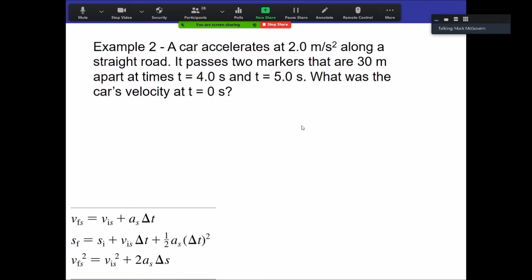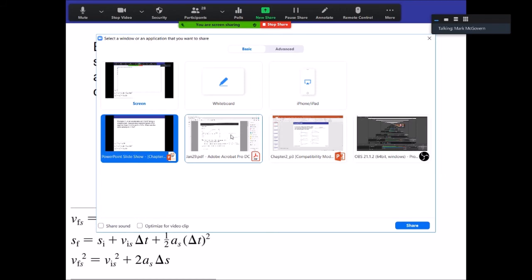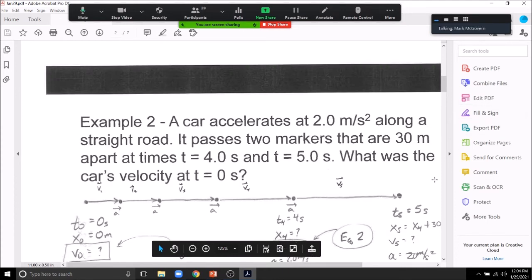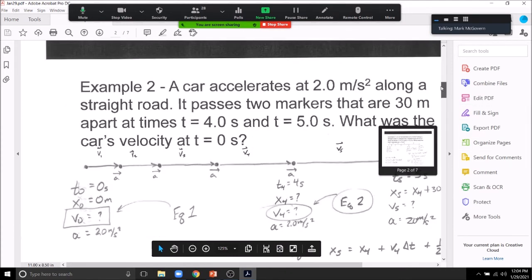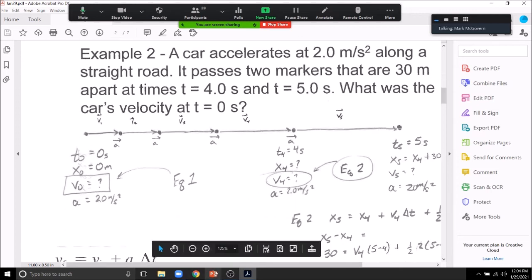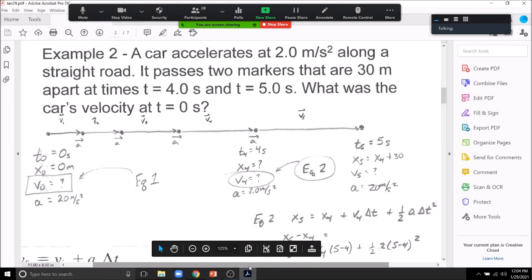So let's look at it. I'm going to jump to my notes here. Okay, so let me go through this very carefully. I decided to start with a motion diagram. Sorry, let me get everything centered here. Okay, here we go. I decided to draw a motion diagram of what the car is doing.